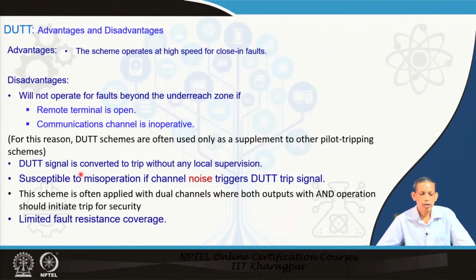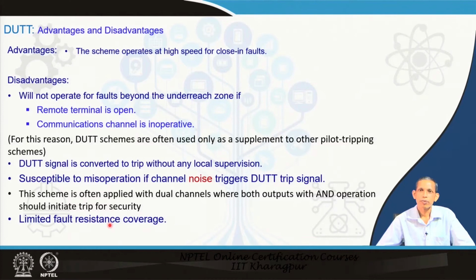The other thing is that the DUTT signal is converted to trip without any local supervision. So, without any local supervision, the relay takes a decision once it receives a trip signal. So, if the trip signal is corrupted by noise also, then it becomes a detrimental decision. That is the disadvantage of this one. This scheme is often applied with dual channels. It means that two communication channels are being used, and at the end an AND operation will be there to make sure that it is not a corrupted or incorrect signal. Thereby the decision process can be more secure.